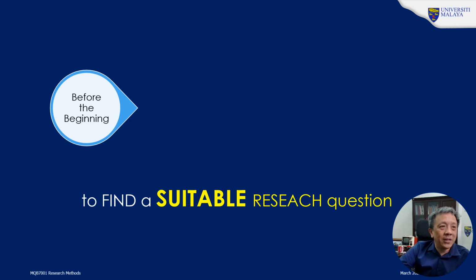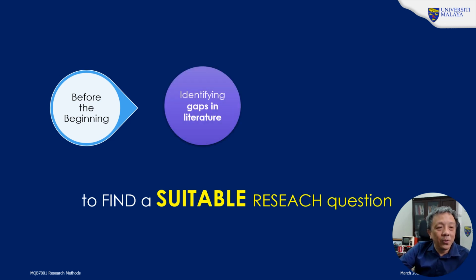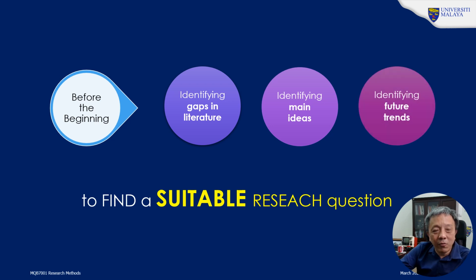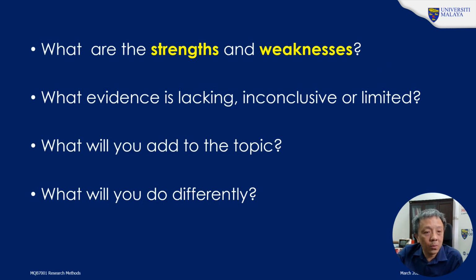So establish the term and context. Identify gaps in literature, identify main ideas, and identify future trends. This is what you should do before the beginning of your research. What are the strengths and weaknesses? What evidence is lacking, inconclusive, or limited? What will you add to the topic, and what will you do differently?